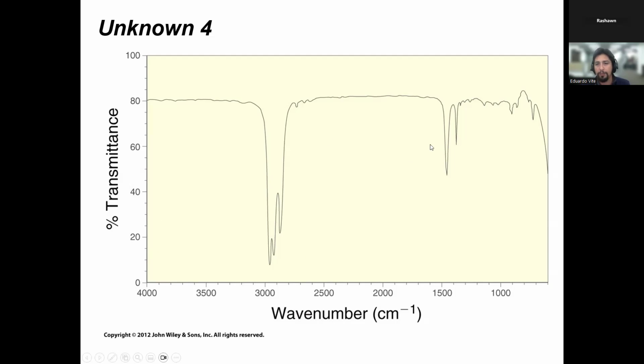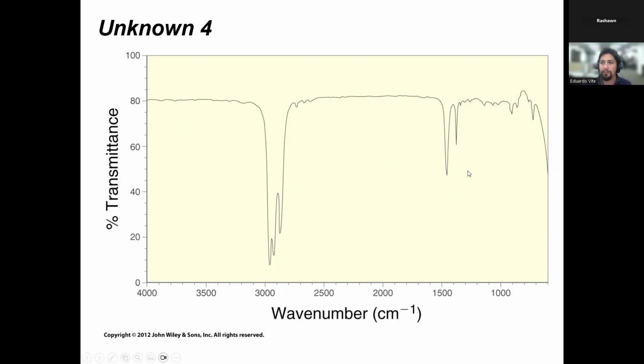So what do we see in this one? Unknown number four. Alkane. Yeah, there's not much happening here. You can see it's a relatively boring spectra. We have the characteristic sp3 stretches, and then we have a very sharp peak at around 1500 that most likely corresponds to a CH stretch. Not a very exciting spectra.